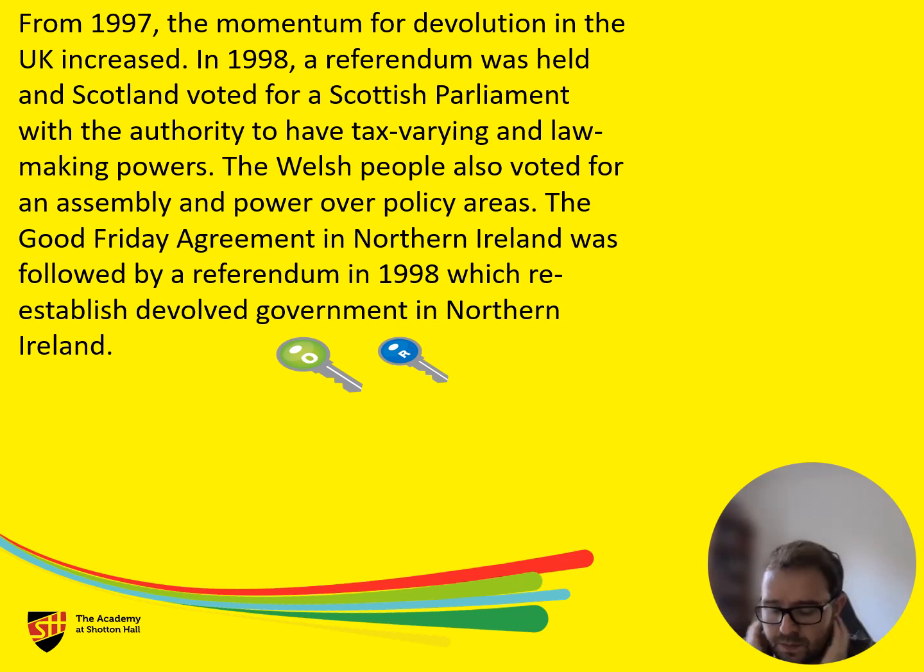Right, a little bit of background. I'm just going to read through this and then I'll add to it as we go. From 97, the momentum for devolution in the UK increased. In 98, a referendum was held and Scotland voted for a Scottish Parliament with the authority to have tax-varying and law-making powers. The Welsh people have also voted for an assembly and power over policy areas. The Good Friday Agreement in Northern Ireland was followed by a referendum in 1998, which re-established devolved government in Northern Ireland.